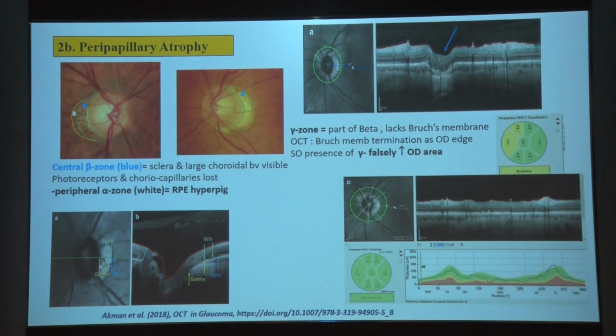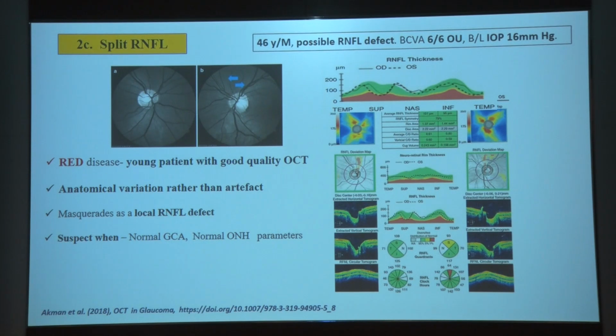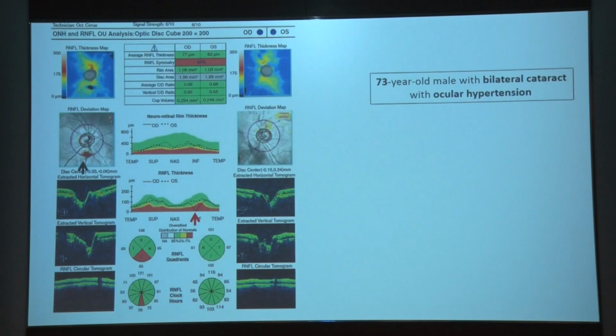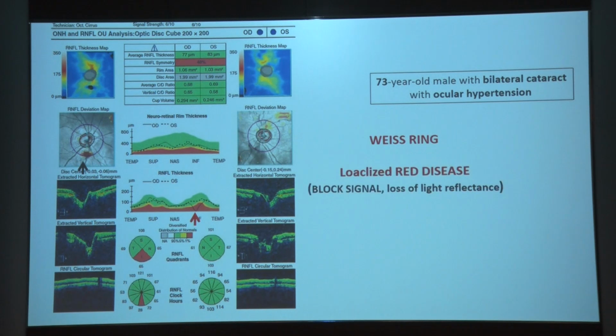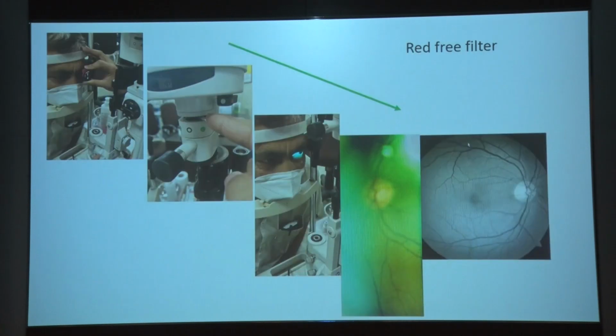Okay, peripapillary atrophy we've covered. Split RNFL, I just told you, it's a defect which is seen. And Weiss ring is, again, PVD is very common. It can cause a localized red disease if it blocks the signal. But it can also cause a green disease if it causes PVD and artifactually pulls up the RNFL. So again, the message is: clinically, please do correlate.